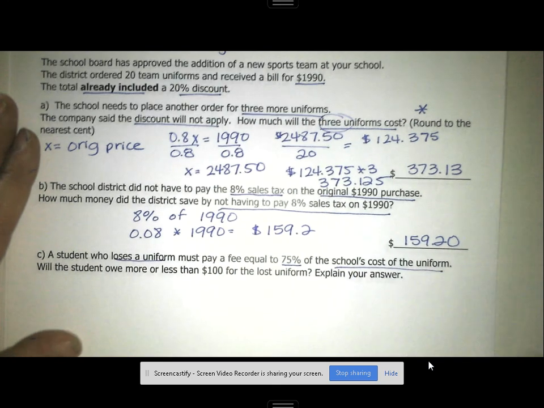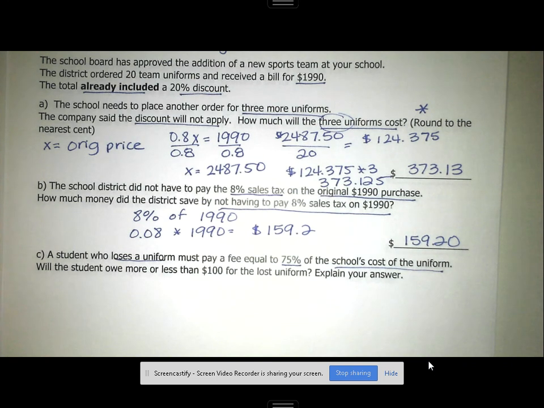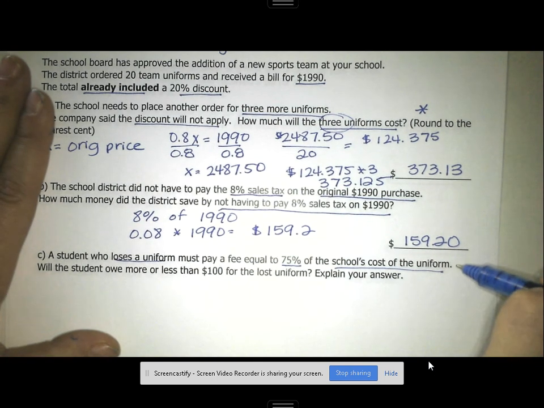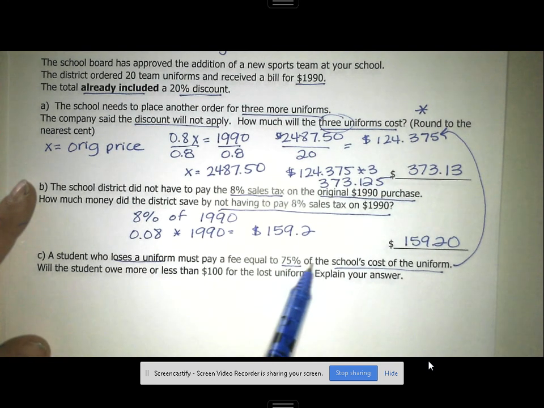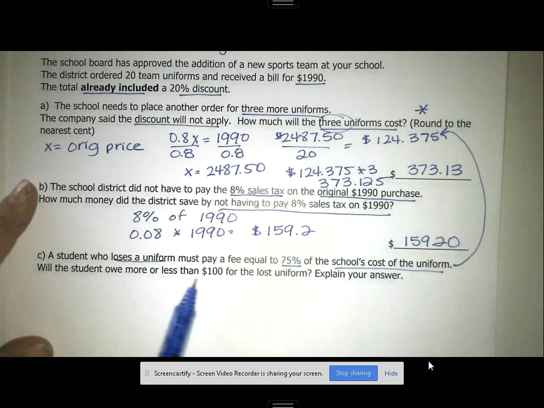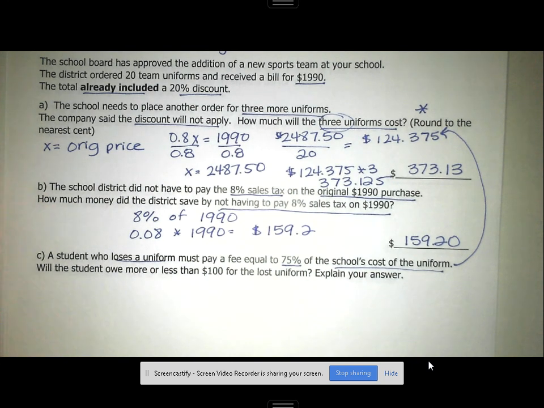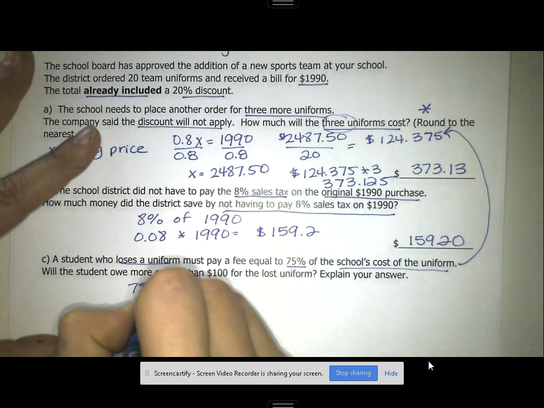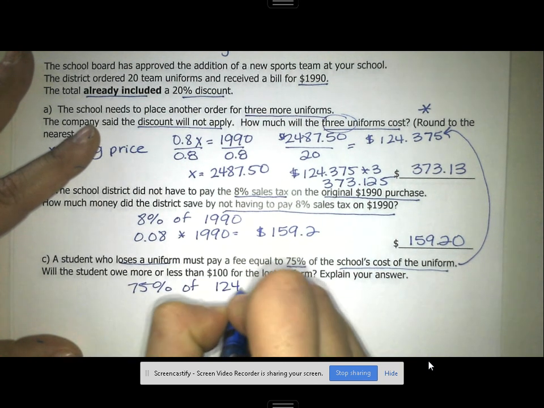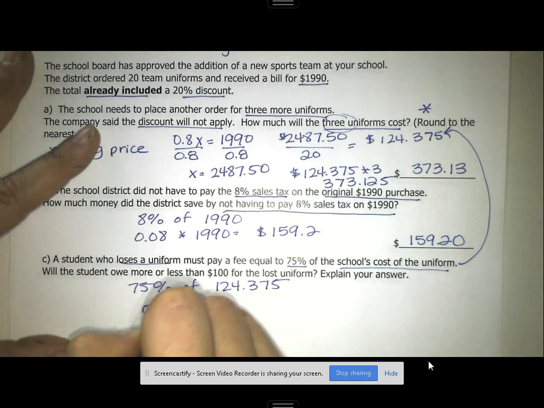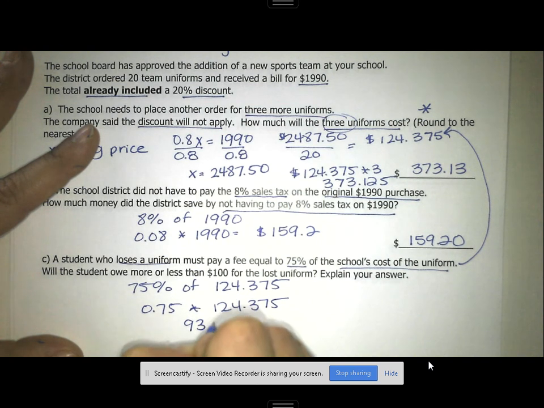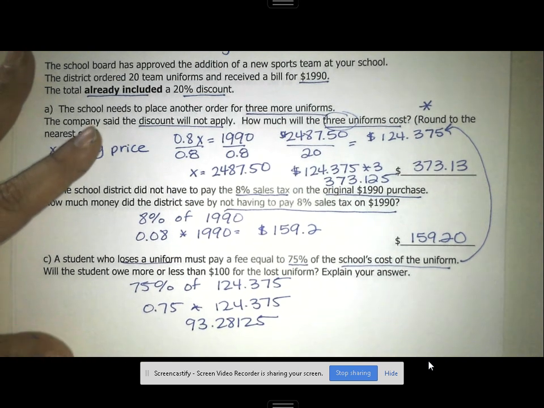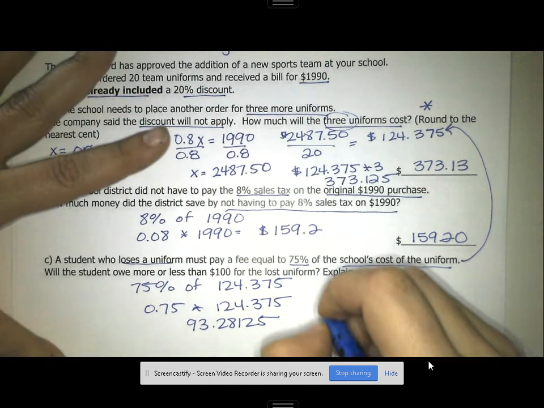And then lastly, a student who loses a uniform must pay a fee equal to 75% of the school's cost for the uniform. Now remember, when the school orders an additional uniform, they don't get the discount. So you're going to go back up to the unit price that you got from Part A to help you with this problem. So this student has to pay 75% of this. Will the student owe more or less than $100 for the lost uniform? Explain your answer. So the student has to pay 75% of 124.375, which is 0.75 times 124.375, which is 93.28125.